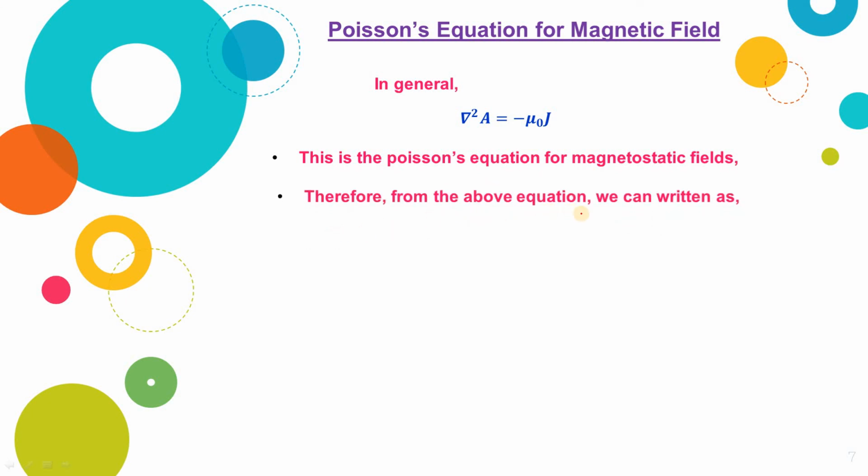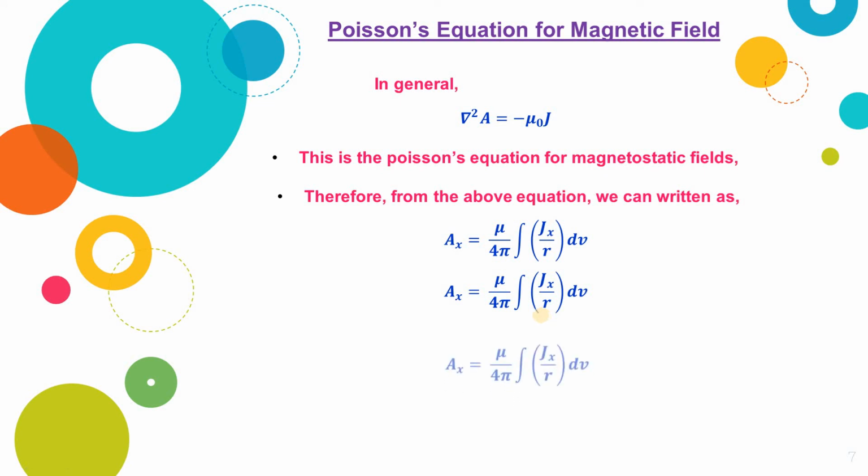So from the above equation, we can write Ax is equal to mu by 4 pi integration of Jx by R into dV, Ay is equal to mu by 4 pi integration of Jy by R into dV, and Az is equal to mu by 4 pi integration of Jz by R into dV. Sorry, there is a typing error on the slide: the second is nothing but y, and the third is nothing but z, with Jy and Jz.